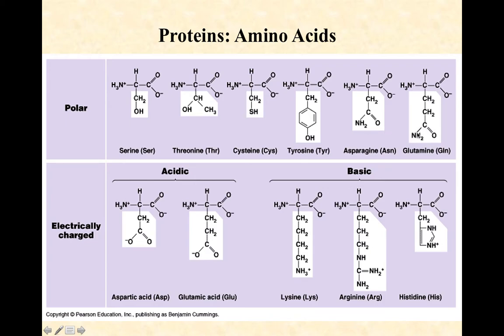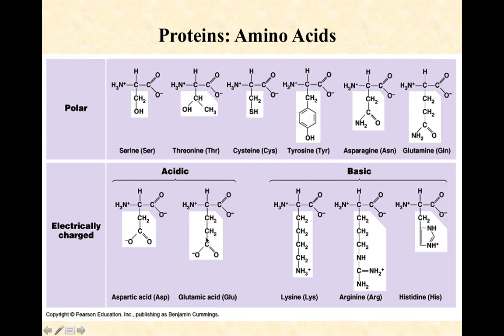Glutamine has the same functional group here. These are all polar and are all going to want to be interacting with water as the protein folds. Now, the charged groups can be considered acidic if they have a carboxyl group, and therefore negatively charged under neutral to alkaline conditions. Or they can be called basic or alkaline when they have one of these amino groups that can pick up a proton, and they'd be positively charged under acidic conditions.